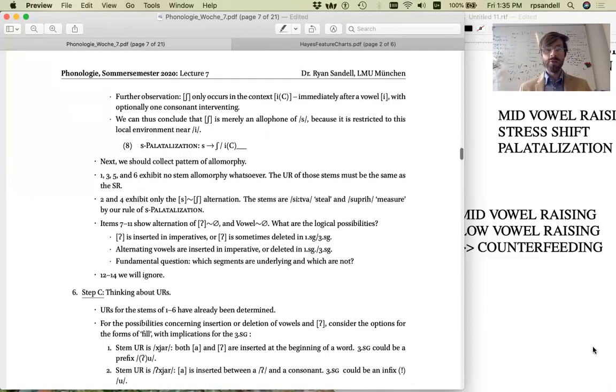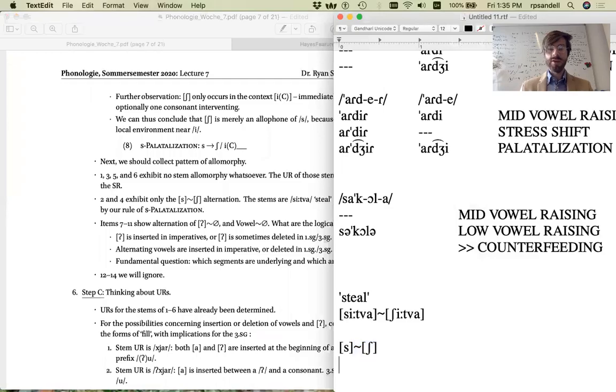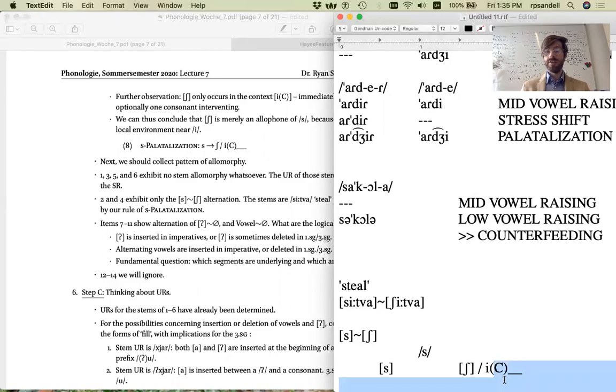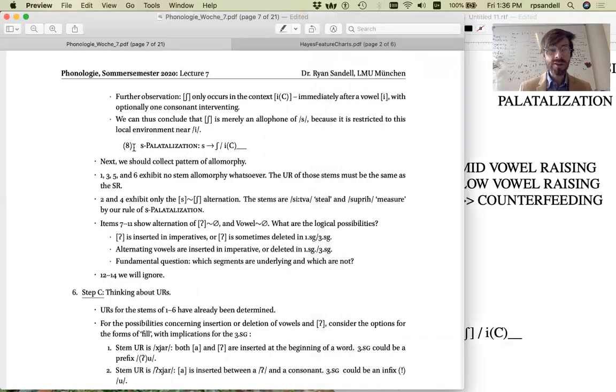So I'm going to adopt the analysis then that the underlying phoneme is an alveolar fricative, which has two allophones, sa and sha occurs in the context of a vowel e with one consonant optionally intervening. So this gives us the S palatalization rule shown in 8.